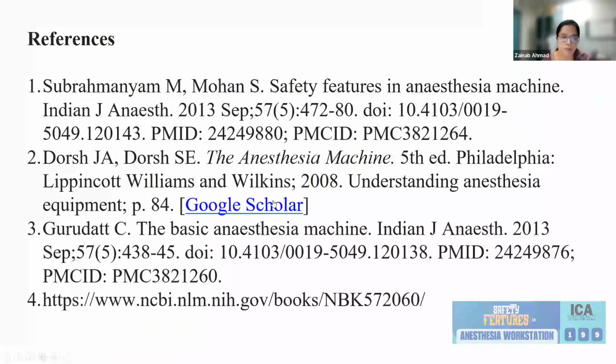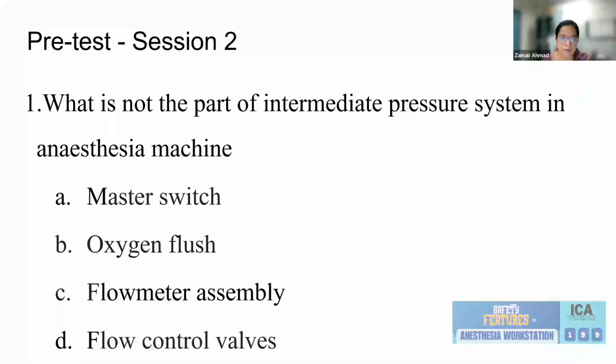So these are my references. You can go through Dodge, this very nice article in Indian Journal of Anesthesia. And there were, in fact, 2 articles in Indian Journal of Anesthesia, and I'm sure all of you are already aware of these articles. Then, this is all regarding the high pressure system. So coming to the intermediate pressure system.